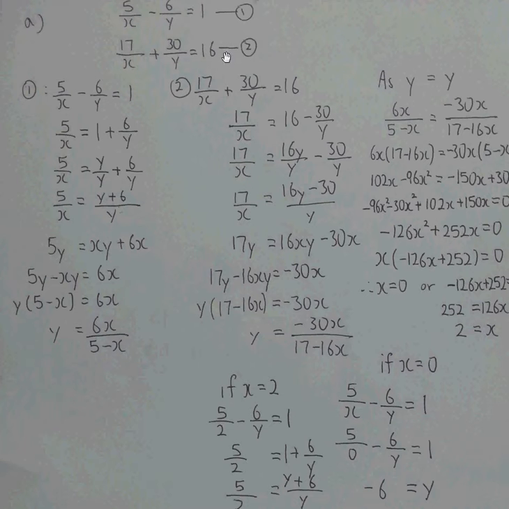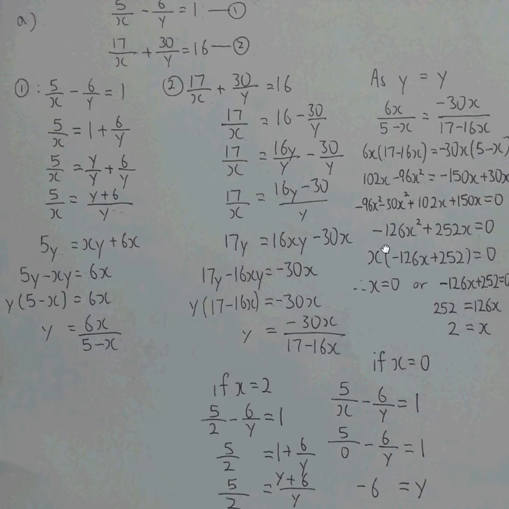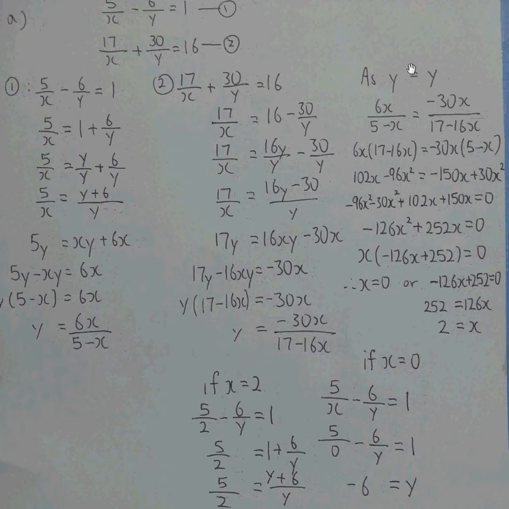For the second equation, do the same thing. Bring over to the other side, becomes 16y over y. As you see, we cancel off the y, we get back 16. Okay. So as you can see here, we do exactly the same as equation 1, and then we have y equal to negative 30x over 17 minus 16x. So as we know, y equals to y, so therefore we equate these two equations.